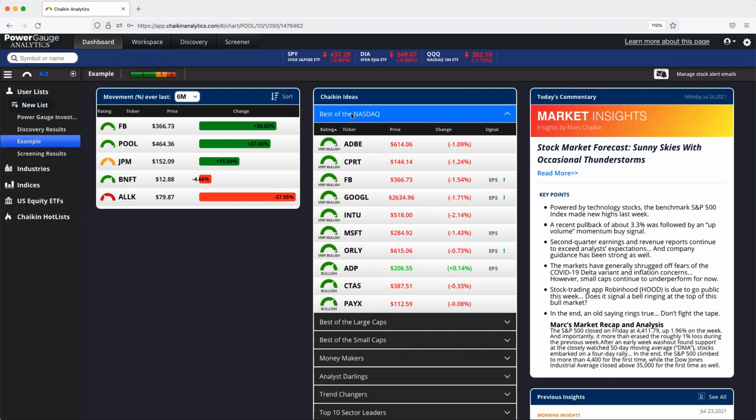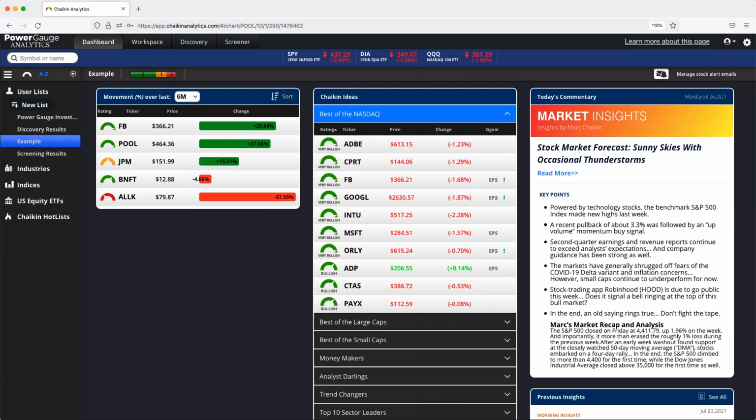Now, we're going to talk about how we analyze stocks in a moment, but just because these stocks are in this list does not mean you immediately go buy them. It means that this is a good list to be looking into for ideas. We still need to do some analysis ourselves on these stocks. We'll talk about that in a second.